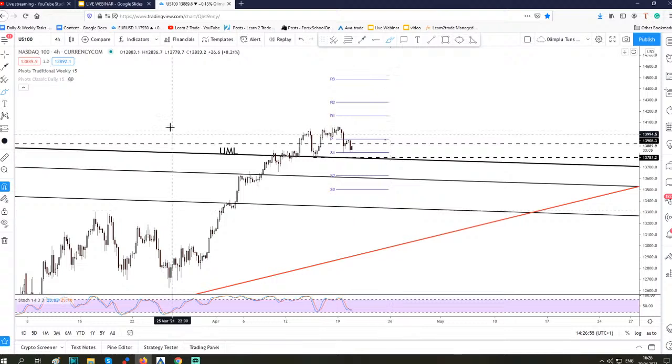Okay guys, so this could be only a temporary consolidation before the price resumes its growth, because the index is traded right below the new historical high, and it could move sideways in the short term, trying to accumulate more bullish energy and to attract more buyers. Okay, very important.